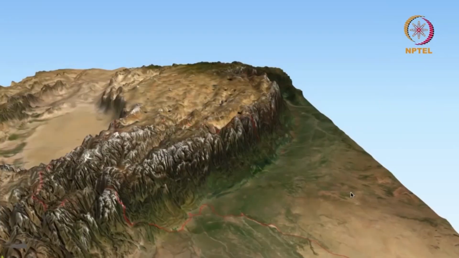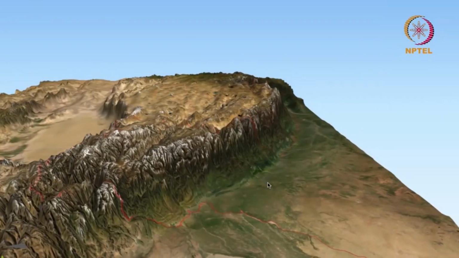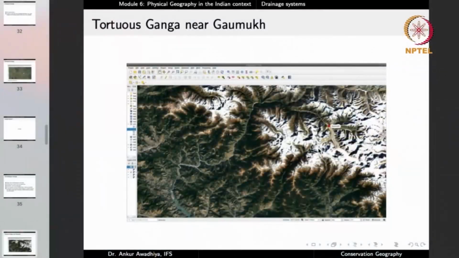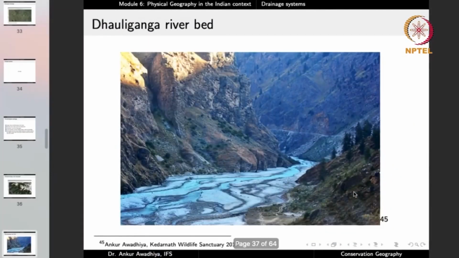So if we look at it in this direction, now you can make sense that this area is a very flat area. Now in the flat area, the speed of the river is less, and less speed means less ability to erode and less ability to transport, and so it will perform a lot of deposition in this area, and all of these northern plains are formed out of the deposits of these rivers. So it follows a tortuous path near the Gomukh.